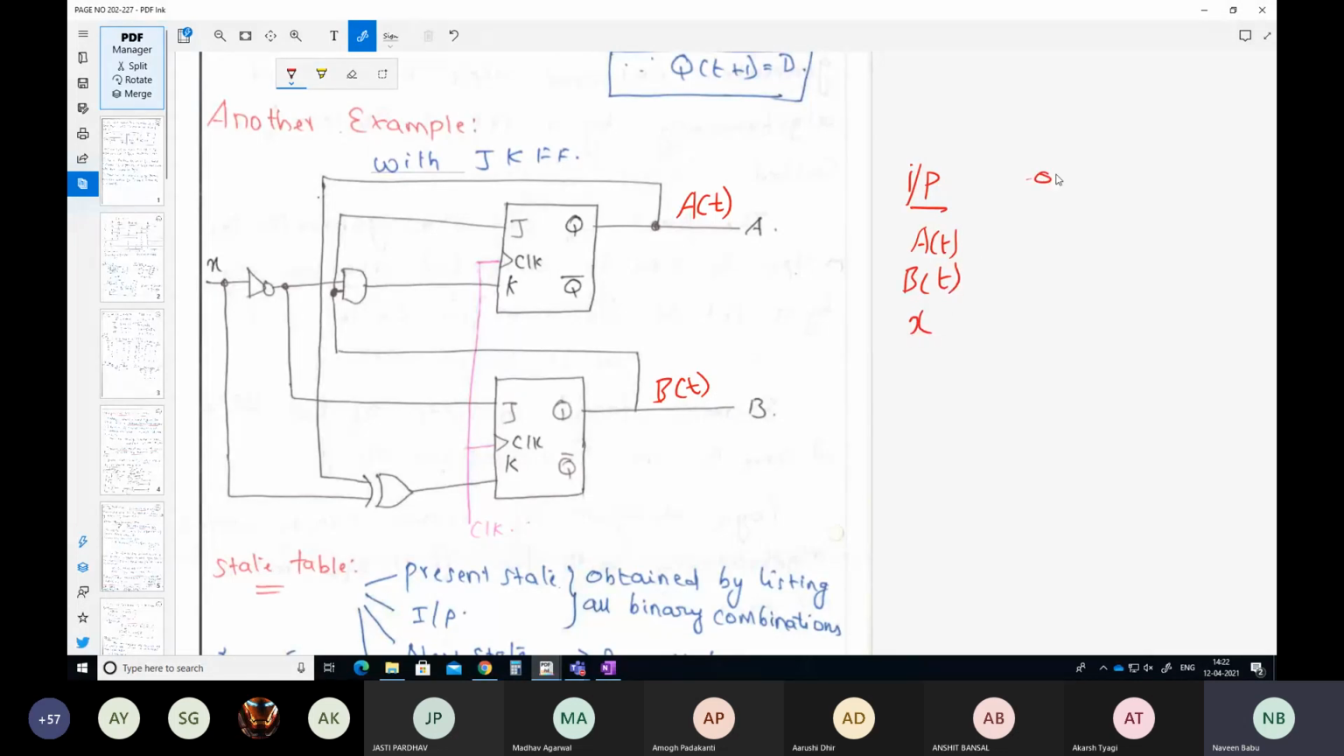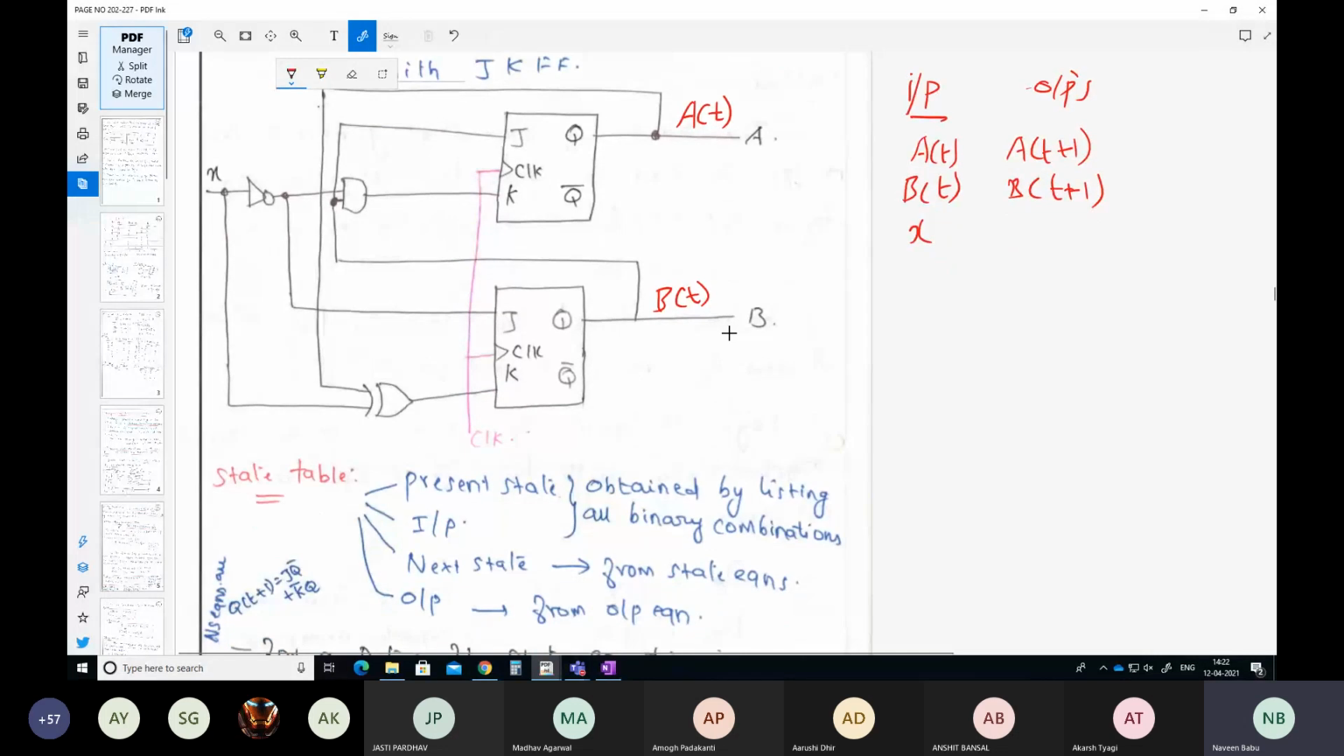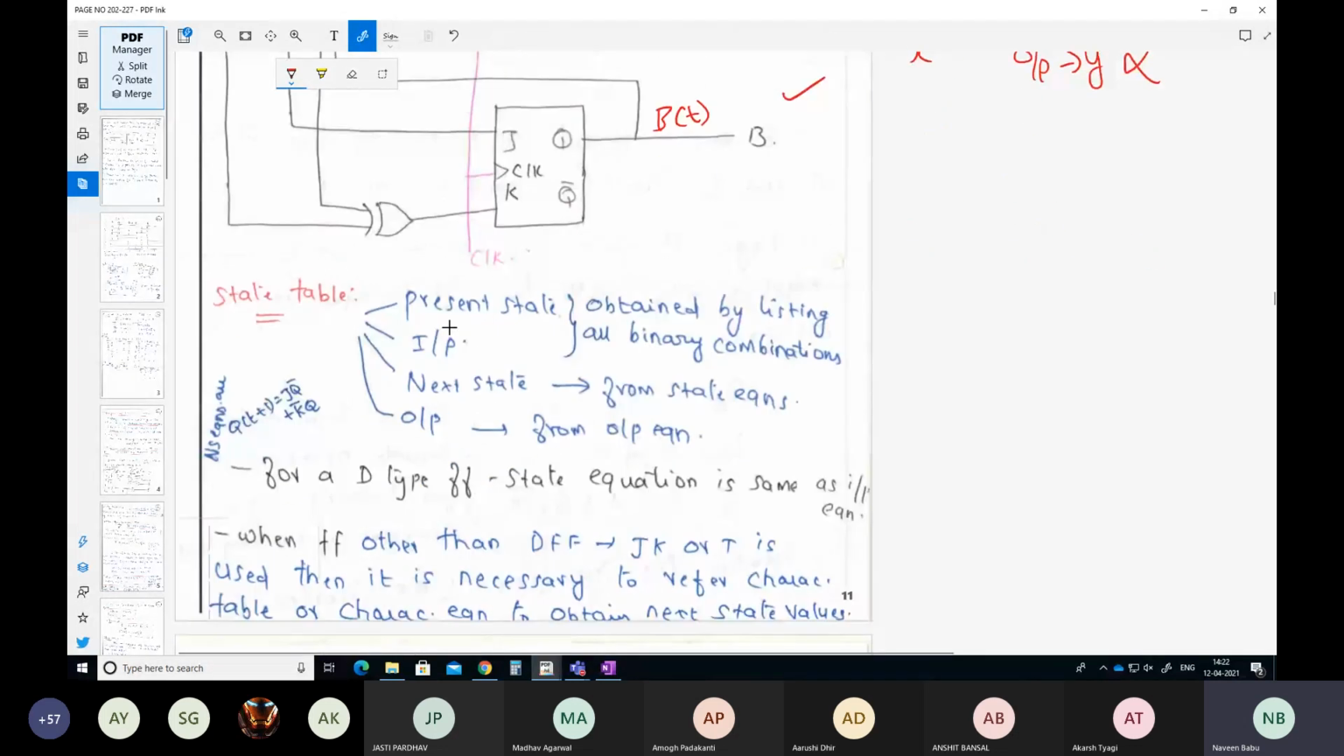And on your output side, what are the things that you require? You require A of t plus 1, which is your next state, and B of t plus 1, which is your next state, and if there is any external output. You don't have any output equation here, so this is not applicable as far as this particular circuit is concerned. So these are the things that are required: present state, your input, your next state from the state equation, and your output.